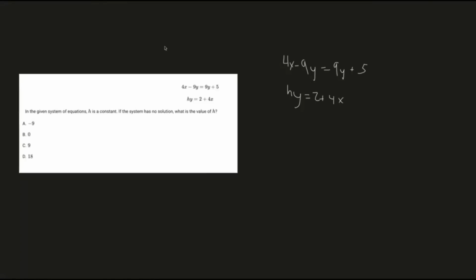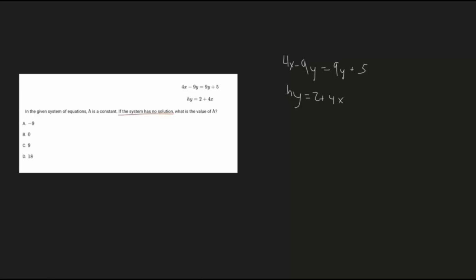In the given system of equations, h is a constant. If the system has no solution, what is the value of h? Alright, so if the system has no solution, that means the lines will never intersect. And we can see here we're dealing with linear lines, and so linear lines that never intersect are going to be parallel lines. And we know parallel lines have the same slope and different y-intercept.